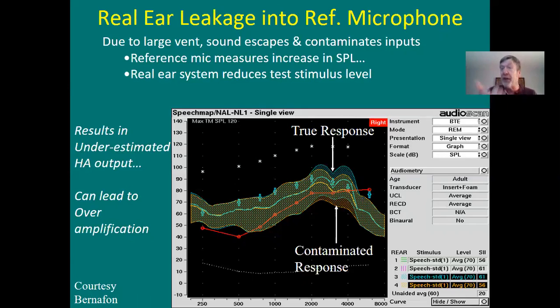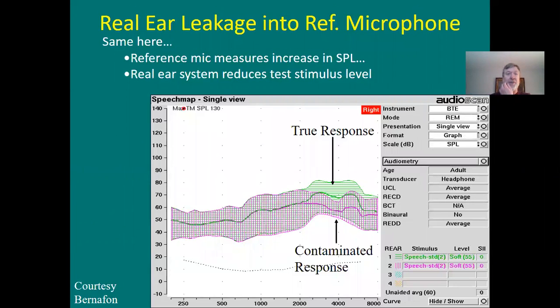So you're going to think, oh, I've got to boost up the amplification in the highs to match target, when in reality the true response is here, but it's contaminated because sound is leaking out of the vent and being picked up by the reference mic. So the sound coming from the speaker is going to back off, resulting in a reduced output. You're going to think, therefore, oh, I better increase things, and you're going to end up over amplifying. Just considerations.